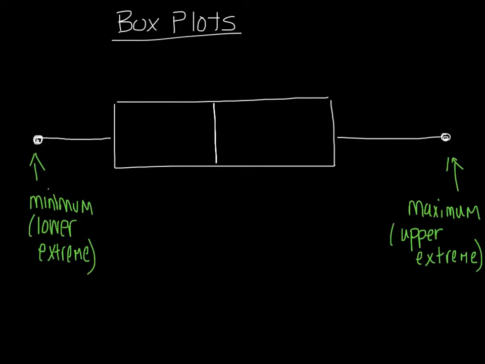All right, the next thing that we can look at on our box plot is this line in the middle of our rectangle. This represents our median. And remember that median is the middle value in all of your data. So half of our data falls to the left of it, half of our data falls to the right of it. It splits everything right in half.